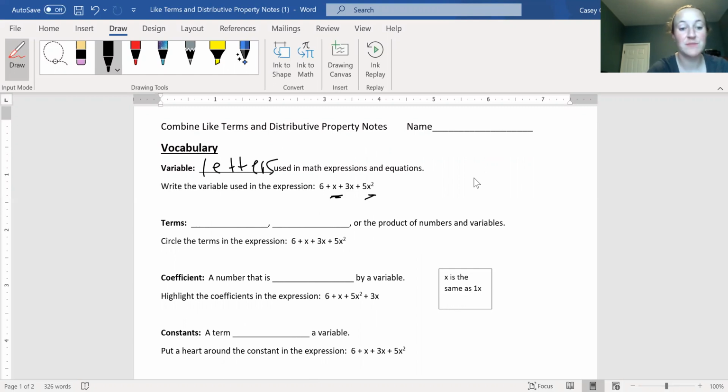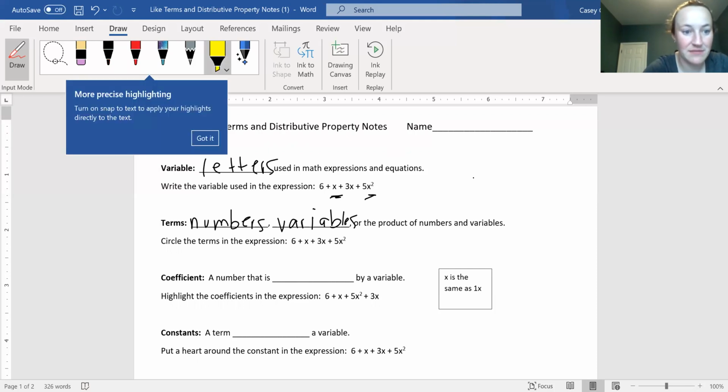Up next, terms. So these could be just numbers, so that should be going in your blank. They could be variables, or the product of numbers and variables. So we've got some different options when it comes to terms. We're going to attempt to circle terms. So one term I need to highlight.